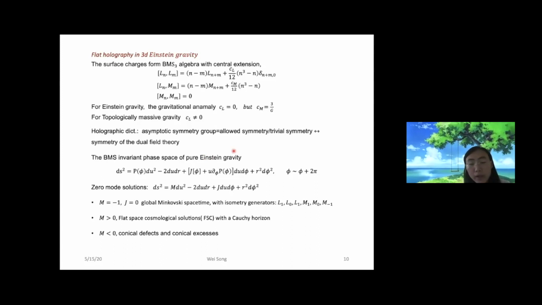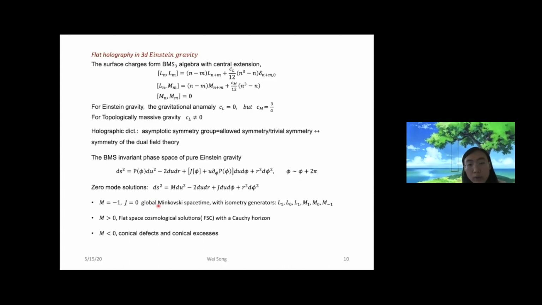So we could look at the phase space of pure Einstein gravity. Without matter, one can solve the entire phase space, and it is parametrized by two arbitrary periodic functions of phi, P phi and J phi. Roughly speaking, J is related to the superrotation generator, and P is related to the supertranslation.